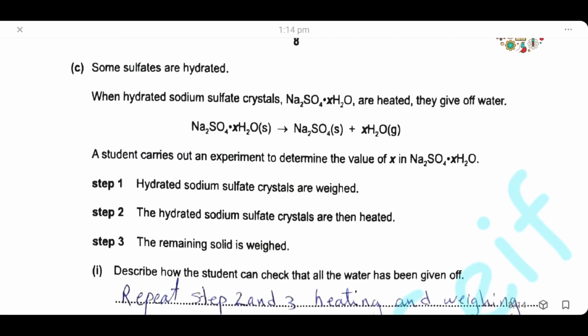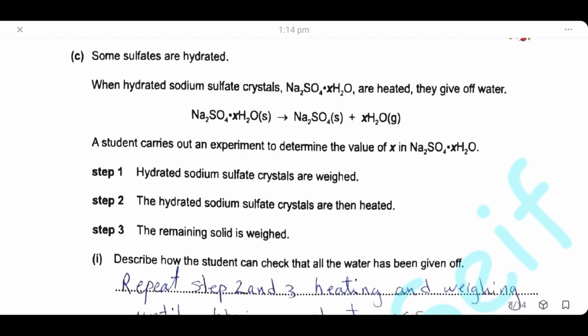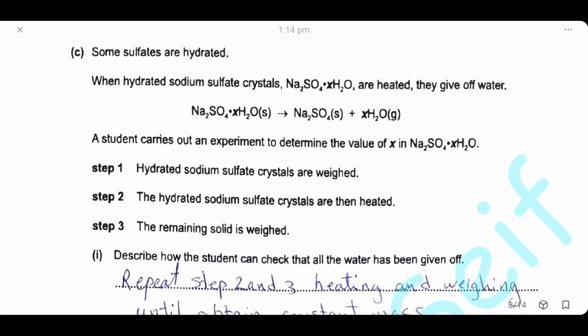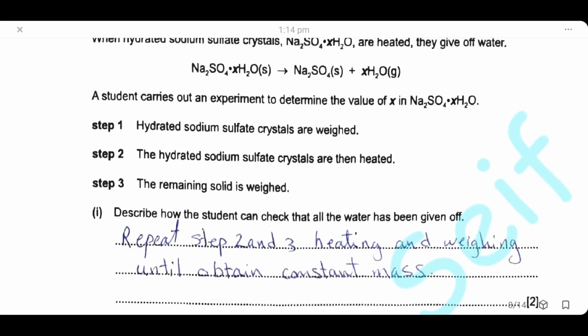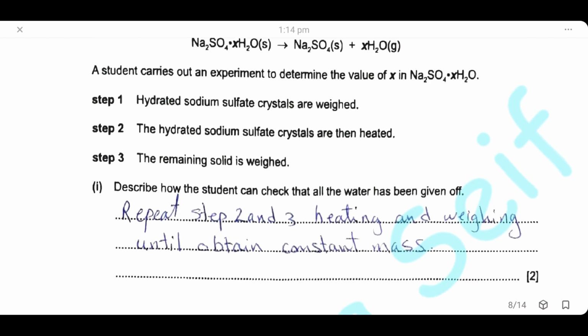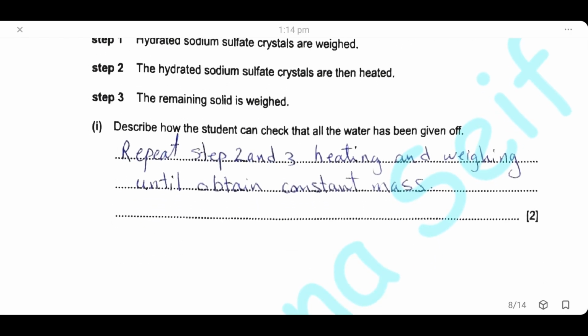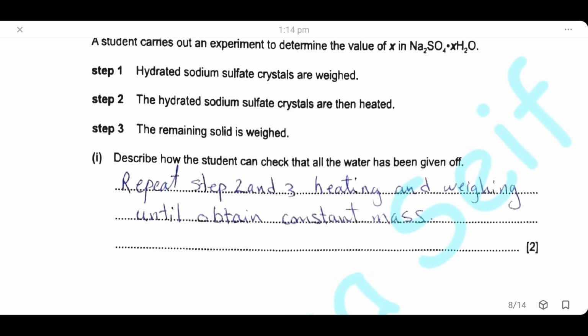Some sulfates are hydrated. When hydrated sodium sulfate crystals are heated, they give off water. A student carries out an experiment to determine the value of X in the sodium sulfate hydrate salt. Step 1, hydrated sodium sulfate crystals are weighed. The hydrated sodium sulfate is then heated and the remaining solid is weighed. Describe how the student can check that all the water has been given off.